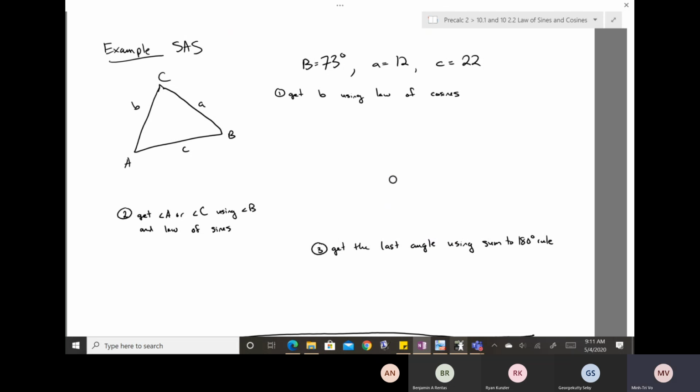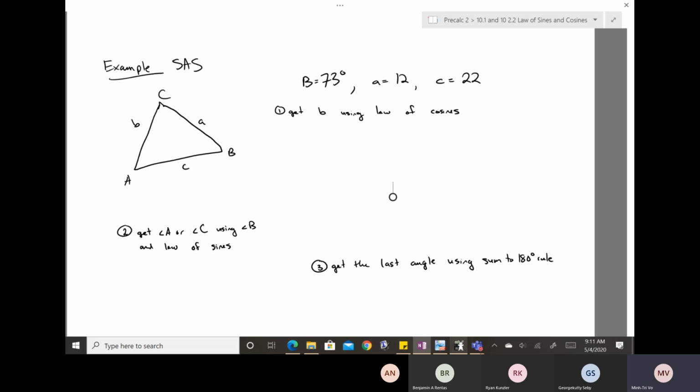Okay, so let's do the calculation, right? So what do we have here? Angle B is 73 degrees. Side A is 12, and side C is 22. Right, so I have SAS, and then the other things are known, right? So I can figure out side B using the law of cosines, right?